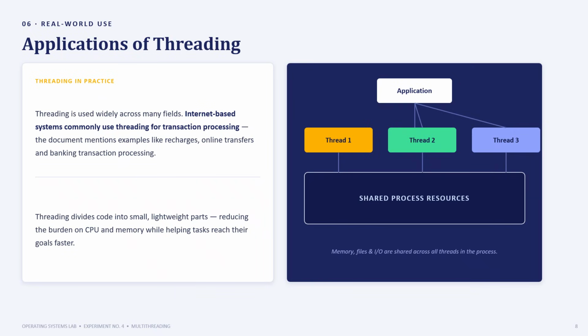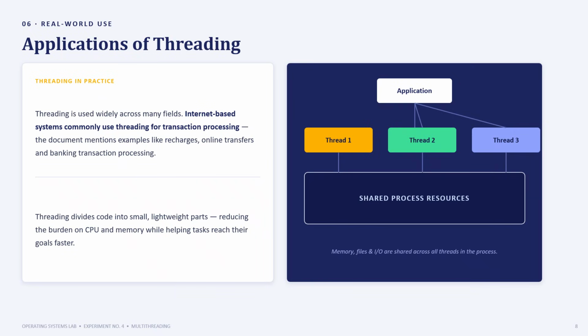Application of threading. Now, where do we actually use threading in real life? Threading is used widely in many fields, especially in internet-based systems. Threading is commonly used for transaction processing. For example, mobile recharge, online money transfer, and banking transactions. All these use multiple threads to process many requests at the same time. Why does threading help here? Because threading divides one big code into small, lightweight parts. This reduces the burden of CPU and memory and helps the task finish its goal faster.